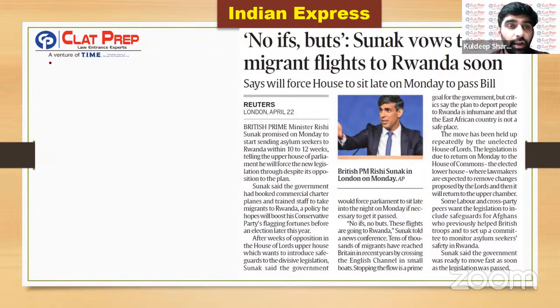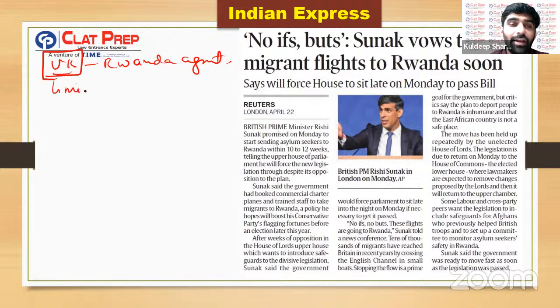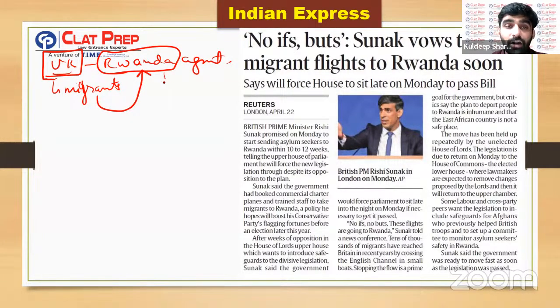So what has happened is that the UK, United Kingdom, and Rwanda have entered into an agreement, and the agreement is that the illegal migrants who come into the United Kingdom, the United Kingdom is going to deport those illegal migrants to Rwanda, which is a country in Africa. And the Rwanda government has agreed to take those migrants in exchange for monetary support. Rwanda has stated, yes, I have the space to accommodate all these migrants, but you have to provide me with monetary support. And the UK government has agreed.